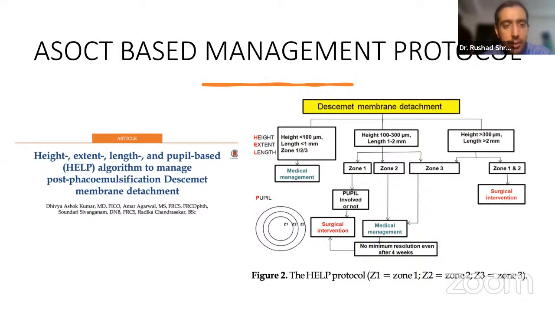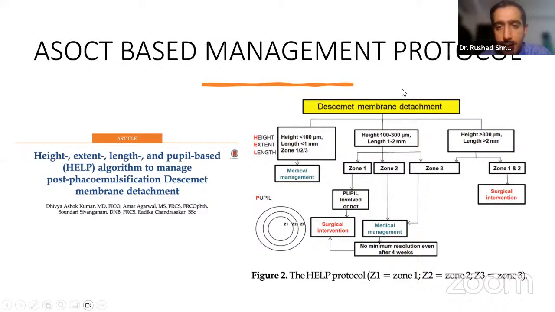Now, this paper was also published, which looked at an ASOCT-based management protocol. It's called the HELP protocol. Basically, you have these three zones of the cornea, which you can see as Z1, Z2, and Z3. Z1 is the central 5 millimeters, Z2 is 5 to 8, and Z3 is the peripheral zone beyond 8 millimeters. Anything involving zone 1 and 2 with a height greater than 300 microns and a length greater than 2 millimeters, you require surgical intervention. If the height is between 300 to 100 microns and the length is 1 to 2 millimeters, you look at which zone it's involving.